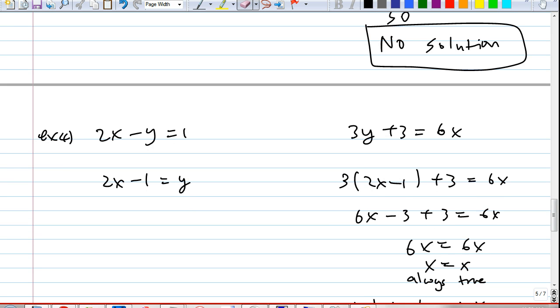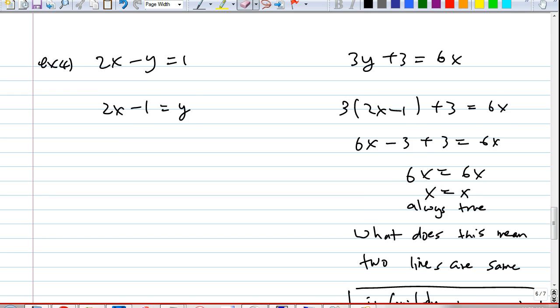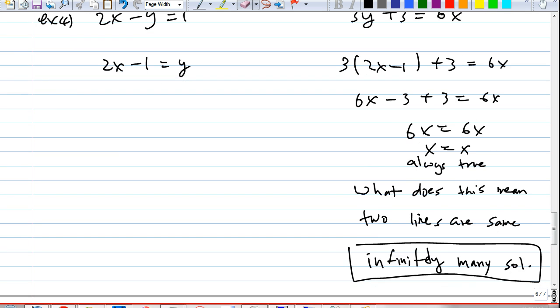Okay, so this is always true, correct? What does this mean? The two lines are the same, therefore infinitely many solutions, right? It is every ordered pair on that line, isn't that right? So that's what you write. Any questions?